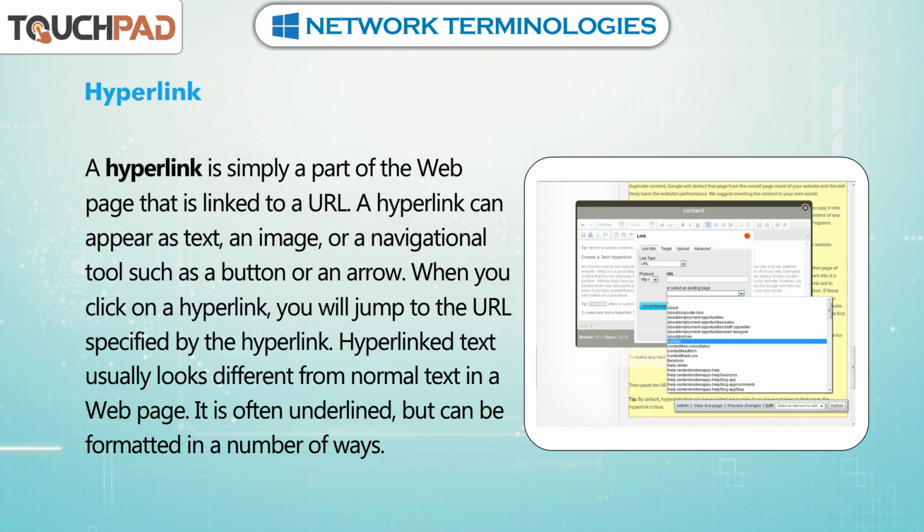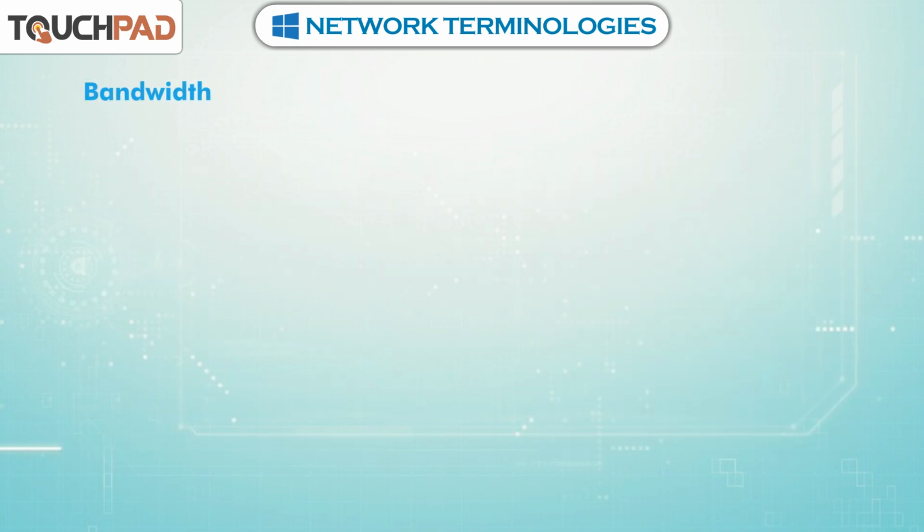A hyperlink can appear as text, an image, or a navigational tool such as a button or an arrow. When you click on a hyperlink, you will jump to the URL specified by the hyperlink. Hyperlinked text usually looks different from a normal text in a web page. It is often underlined but can be formatted in a number of ways.